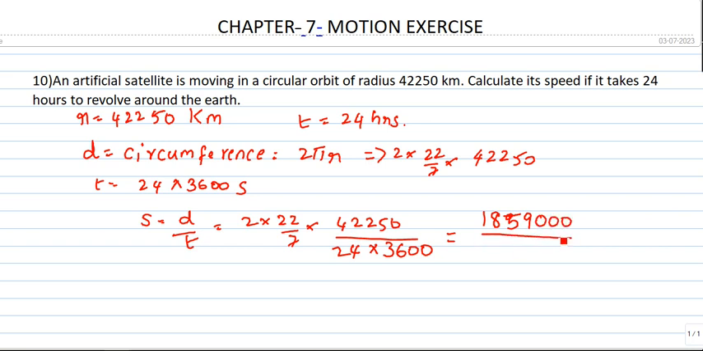So this will work out to be 1859000 divided by 604800. So this I have already calculated. So this will be the numerator and this will be the denominator. So when we divide, we have 3.09 kilometer per second approximately. If we should have it in meter per second, we have 3090 meter per second. This will be the speed of the artificial satellite.